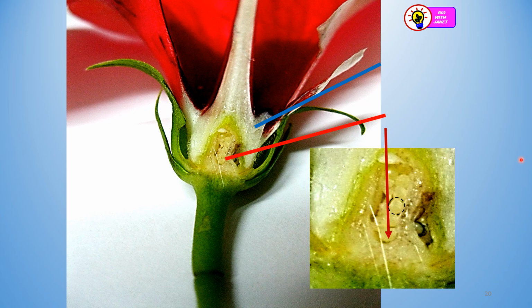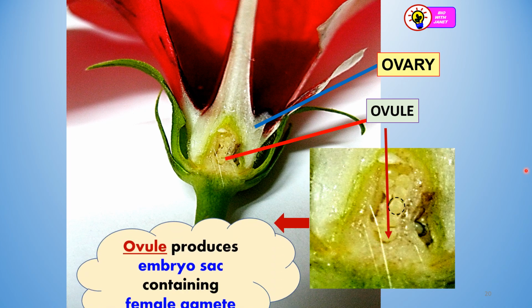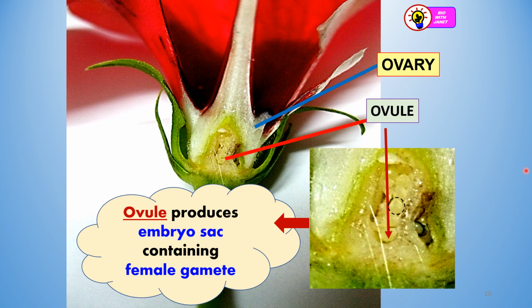Here is a close up of the ovary of the hibiscus plant. Okay, and inside you can see many round white structures, right? They look like pearls. So these are the ovules, which contain the female gametes. Okay, so the ovule has the function of producing the embryo sac containing the female gametes inside these structures.